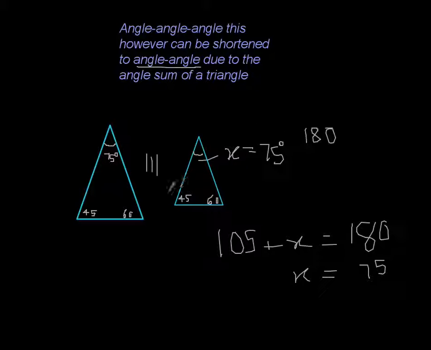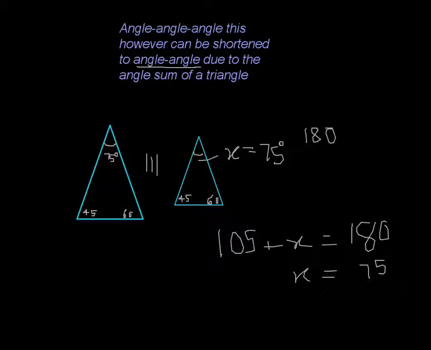So now we know if two corresponding angles in two triangles are the same, in our case 45 and 45, 60 and 60, then the third angle is automatically going to be the same as the remaining angle.